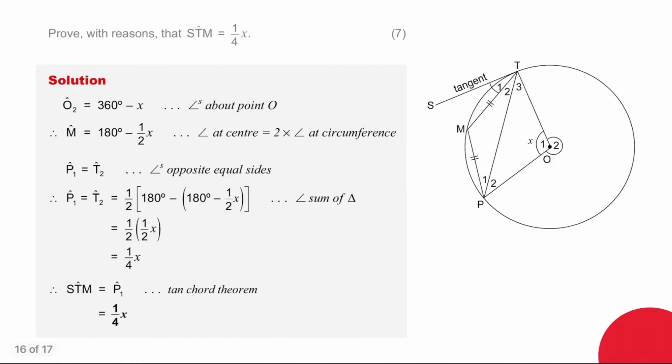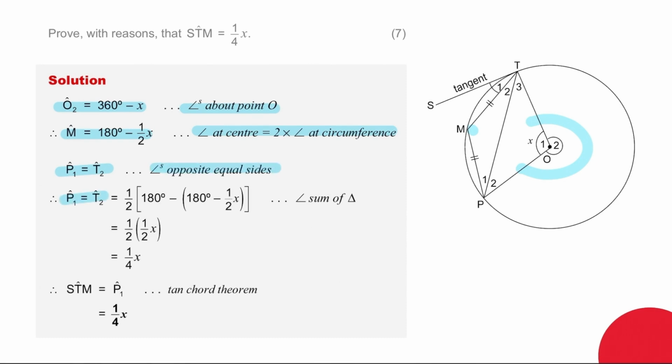So writing it up from the beginning, we start from the starting point. Angle O2 is 360 minus x. Angles around a point, so that's the angle we found here. Then we went to angle M and found the little angle inside. It is 180 minus a half x. Angle at center equals twice angle at circumference. We explain angles opposite equal sides.